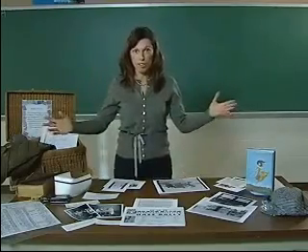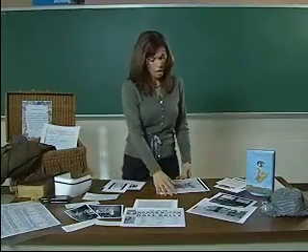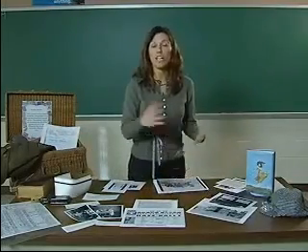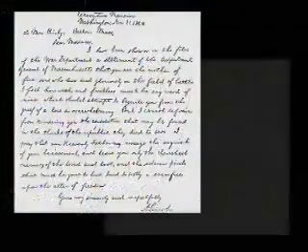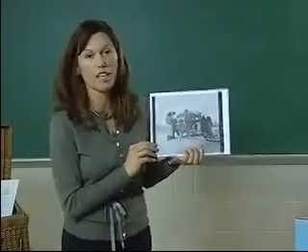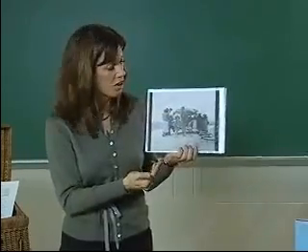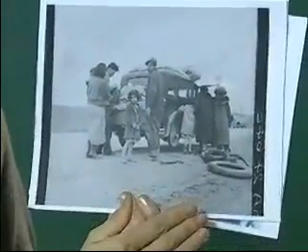Today we're looking at primary documents for the classroom. Primary documents are items from the past, which means something from 300 years ago or something from yesterday. Let's take a look at this document here. It's a picture of migrant workers standing next to a car.